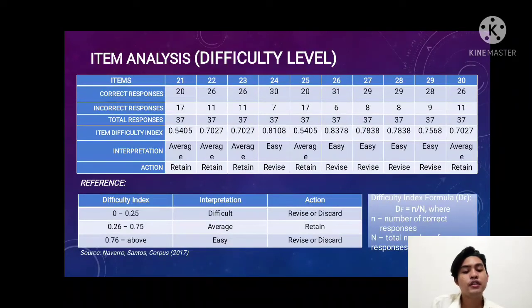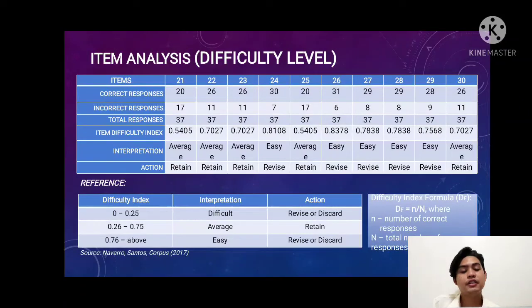Item number 24 got 30 correct responses, 7 incorrect responses, item difficulty index of 0.8108, with an interpretation of easy, and action should be revised. Item 25 got 20 correct responses, 17 incorrect responses, item difficulty index of 0.5405, with an interpretation of average, and action should be retained.